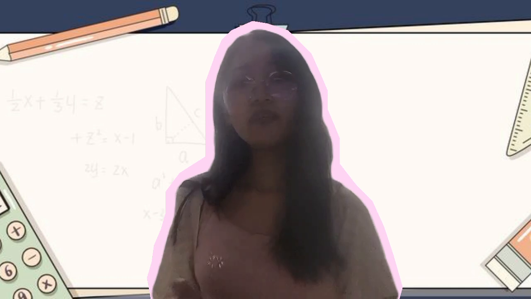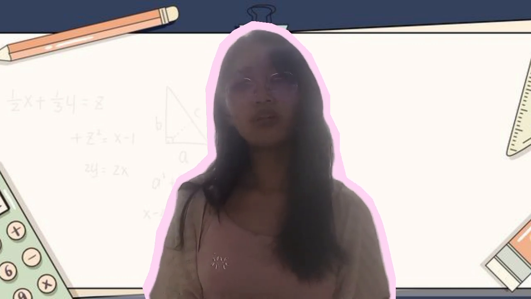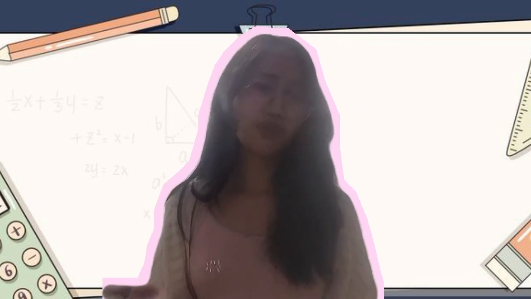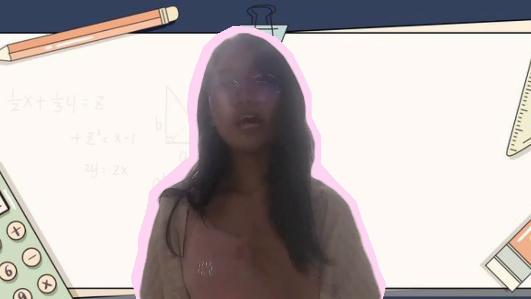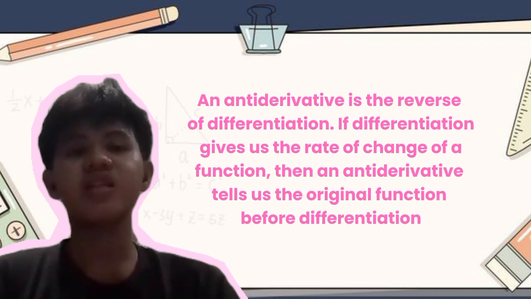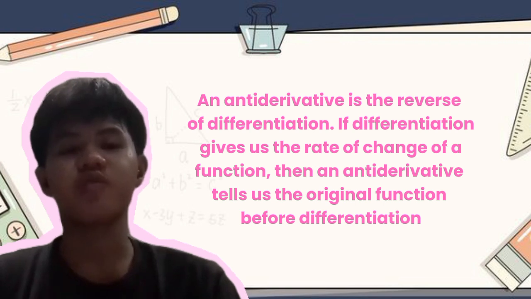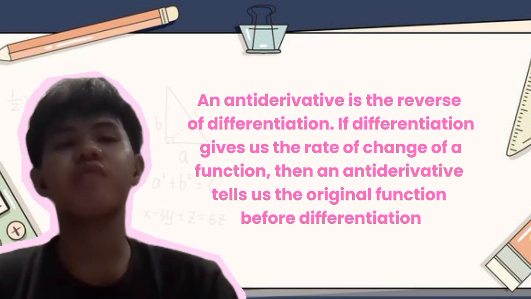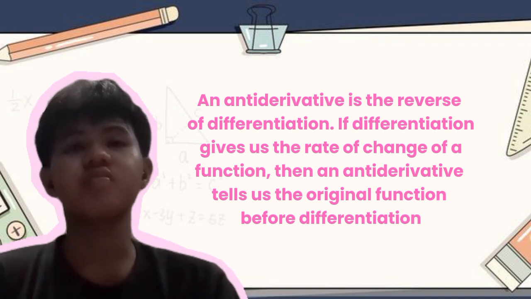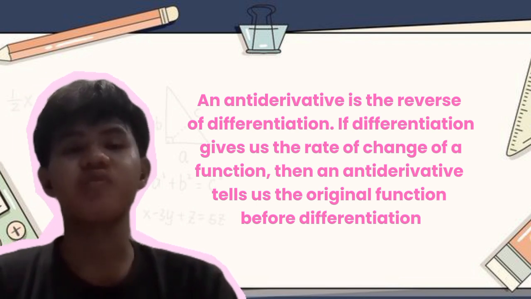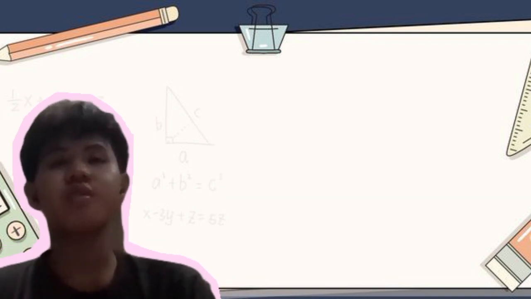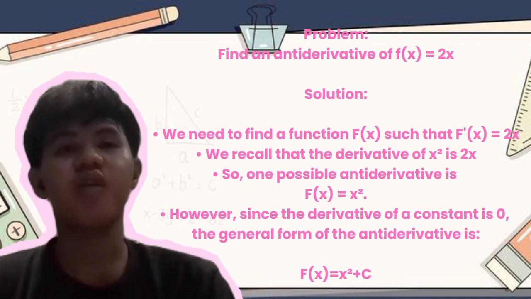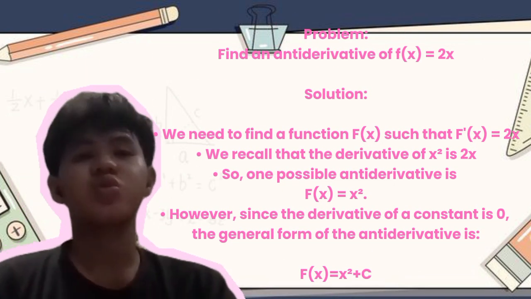You've learned that differentiation gives us the derivative of a function. But what if we wanted to reverse that process? Now that is where antiderivatives come in. An antiderivative is a reverse of a derivative. If derivatives give us the rate of change of a function, an antiderivative tells us the original function before differentiation. Problem: find the antiderivative of f(x) = 2x.